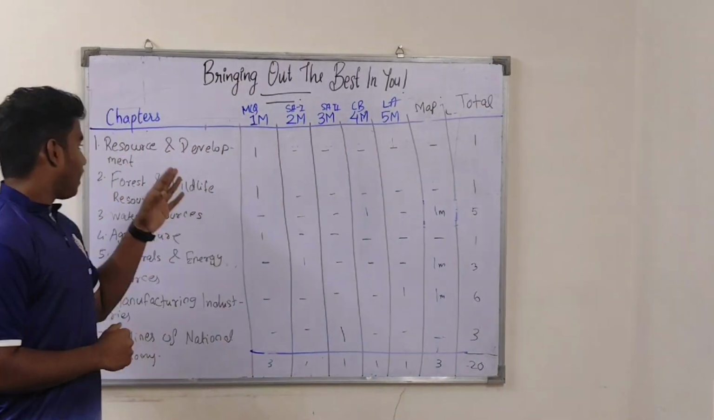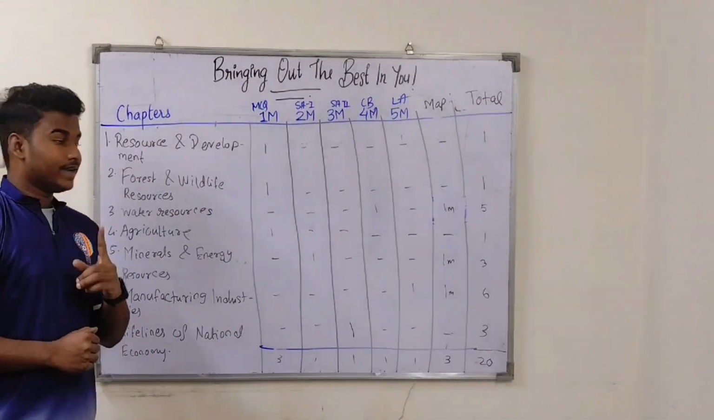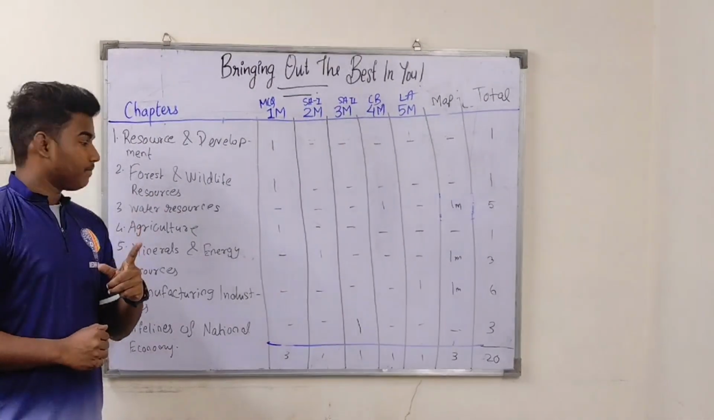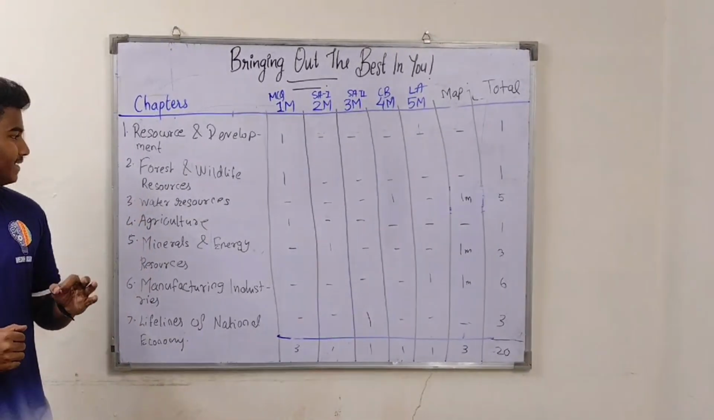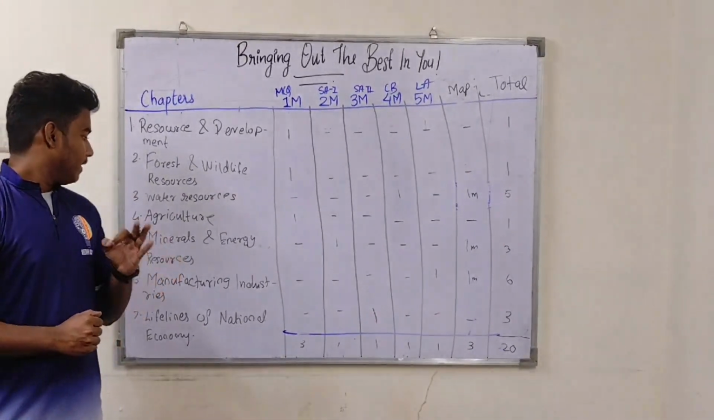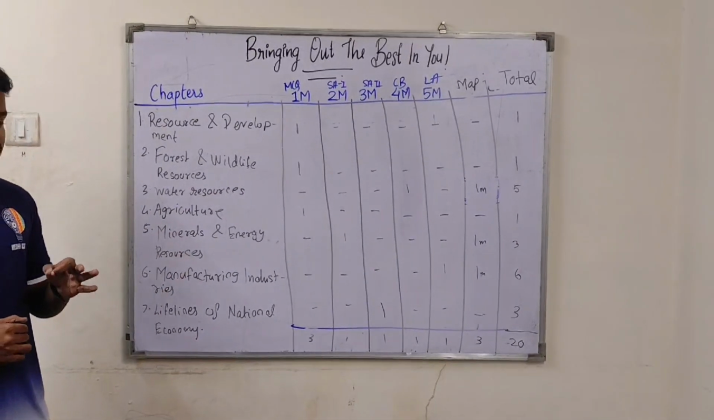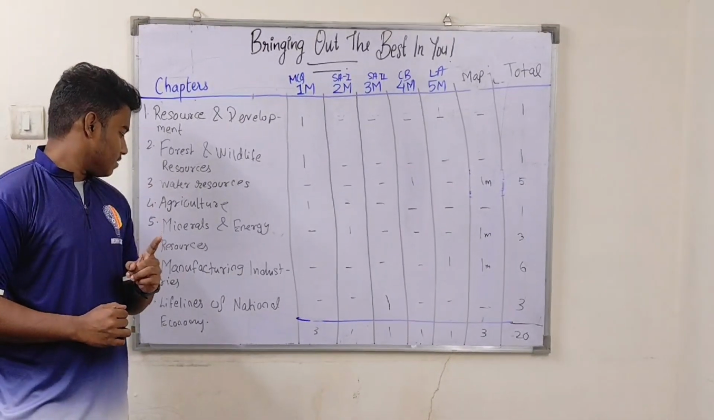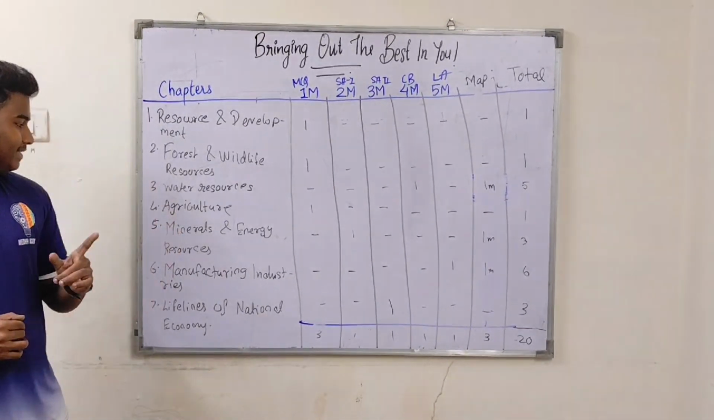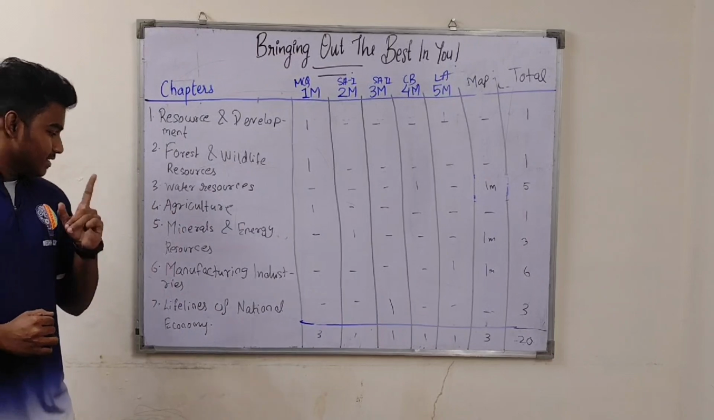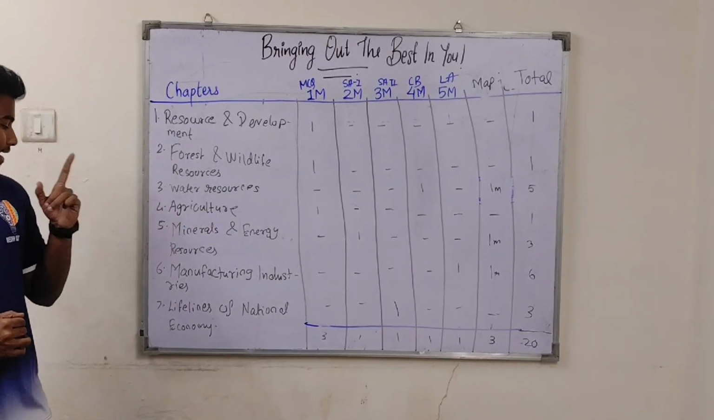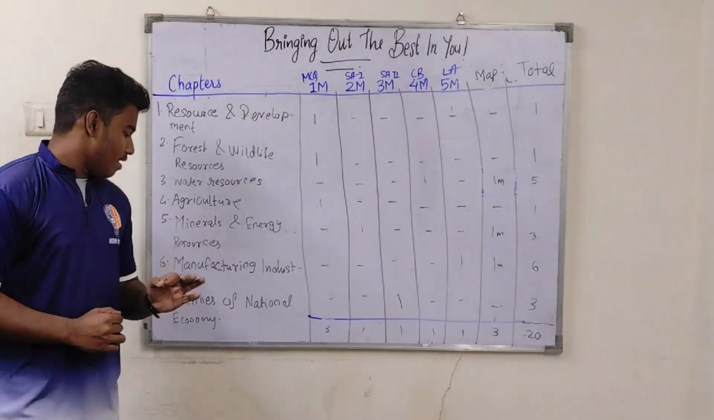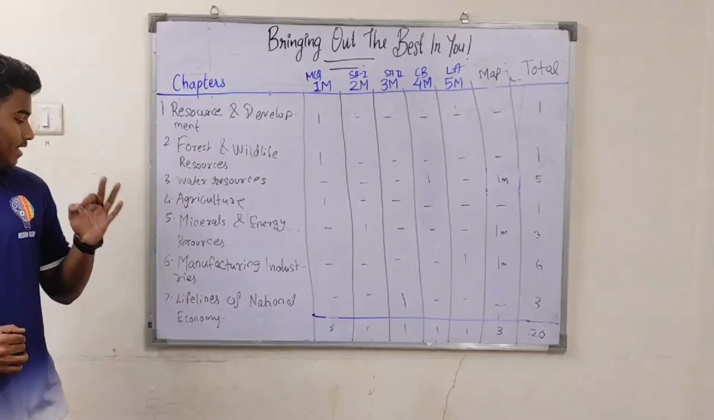So here are our chapters. These are the first one is resource and development. Next one we have forest and wildlife resources. Next we have water resources. 4th chapter is your agriculture. 5th is your minerals and energy resources. 6th one is your manufacturing industries. And last one is your lifelines of national economy.